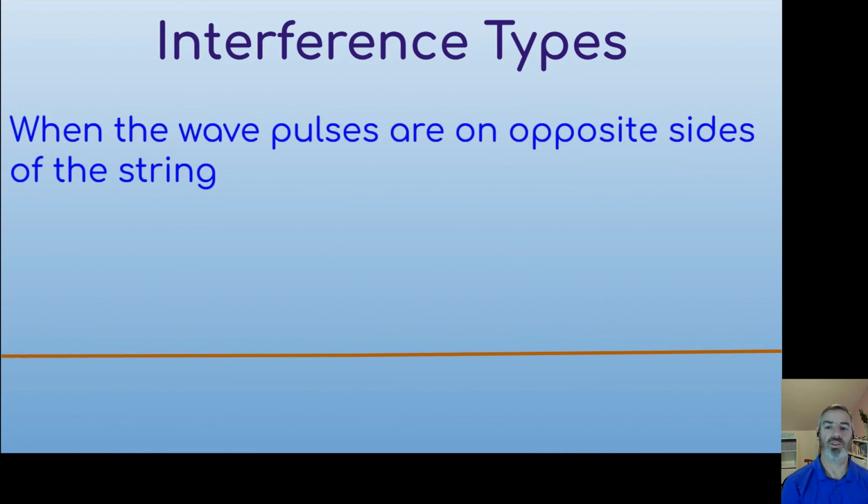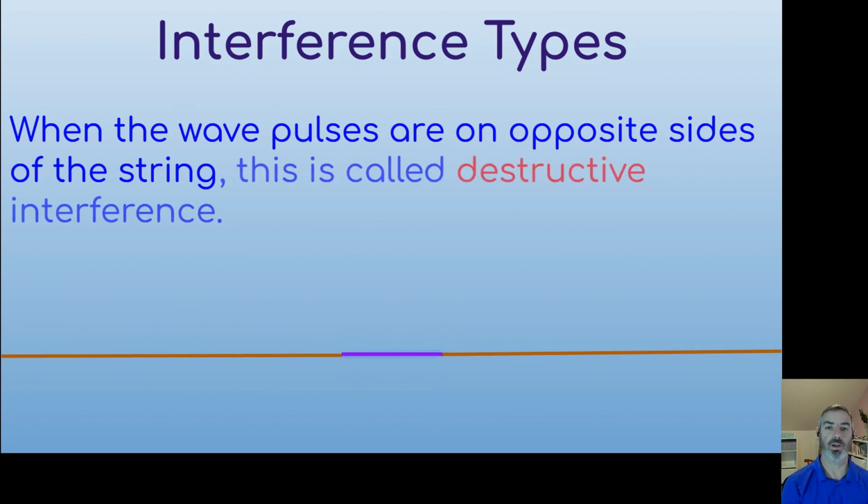Now, when the wave pulses are on opposite sides of the string, at this point they interfere with each other, but they're going to cancel each other out because they have the same pulse length and same amplitude. When they cancel each other out, this is called destructive interference. And all we would see at that point, if we took a still picture, is just a straight line. So I drew that line in purple, so we know that's where the wave pulses are.